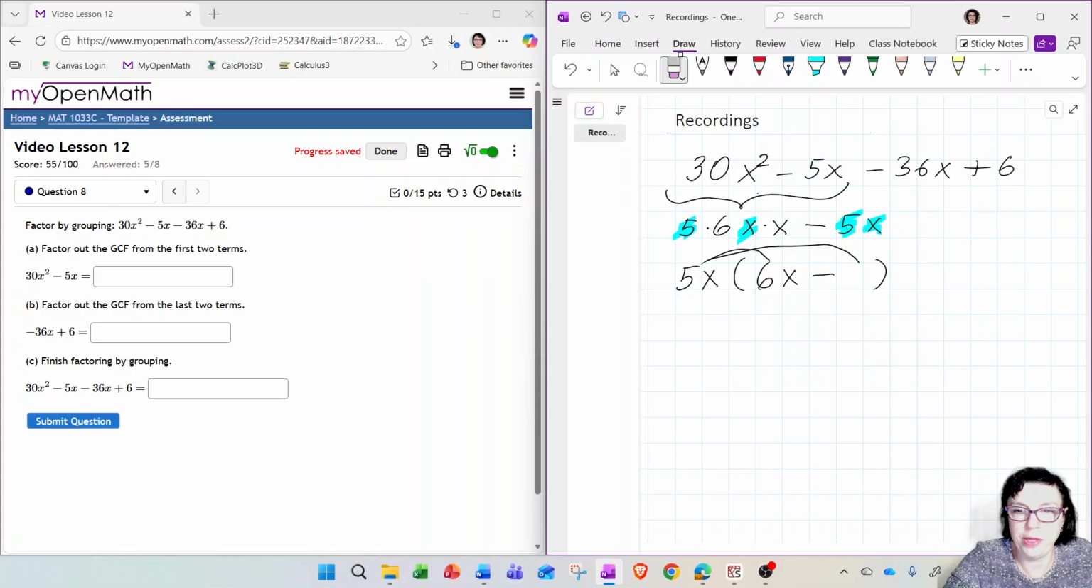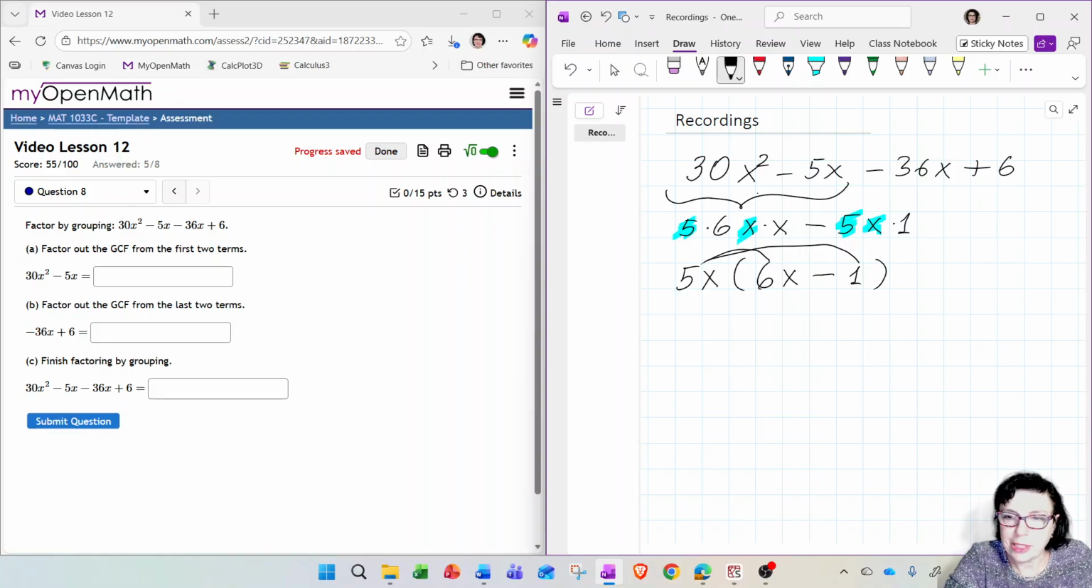I want you to always remember, if there is nothing left when you take out the GCF, it's not nothing, it's 1. Because you can always multiply anything by 1, and whatever it is that you multiplied by 1 is not going to change. It's like take it one time. Okay, well, it's the same thing. So it's going to be 6x minus 1, not 6x minus nothing.